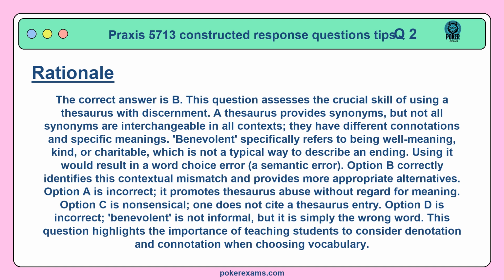Option B correctly identifies this contextual mismatch and provides more appropriate alternatives. Option A is incorrect. It promotes thesaurus abuse without regard for meaning. Option C is nonsensical. One does not cite a thesaurus entry. Option D is incorrect. Benevolent is not informal, but it is simply the wrong word. This question highlights the importance of teaching students to consider denotation and connotation when choosing vocabulary.